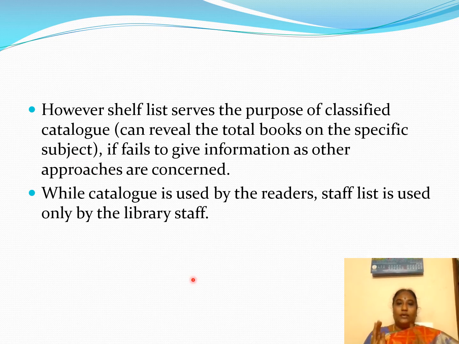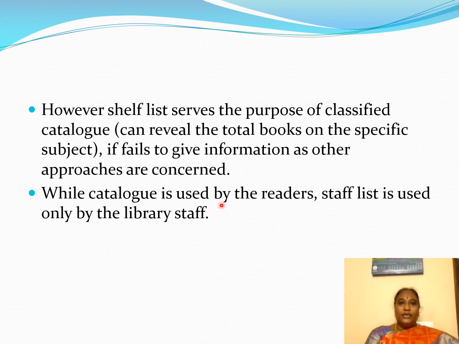The shelf list reveals the total books available on a particular subject. On a specific subject, how many volumes or books are available? This information should be revealed by the shelf list, and if it fails to give information, we can use other approaches.